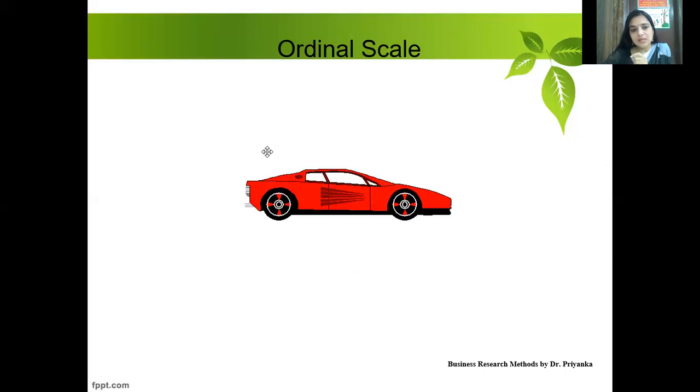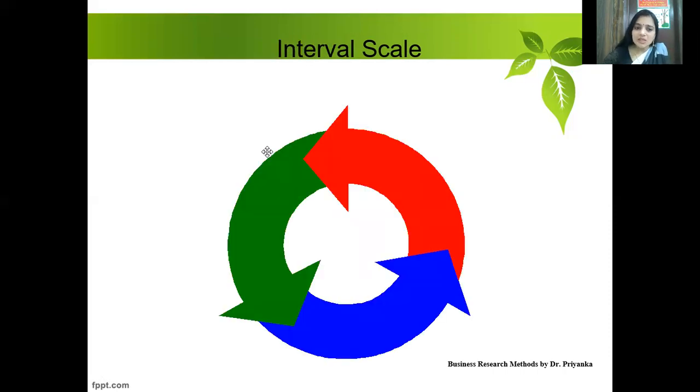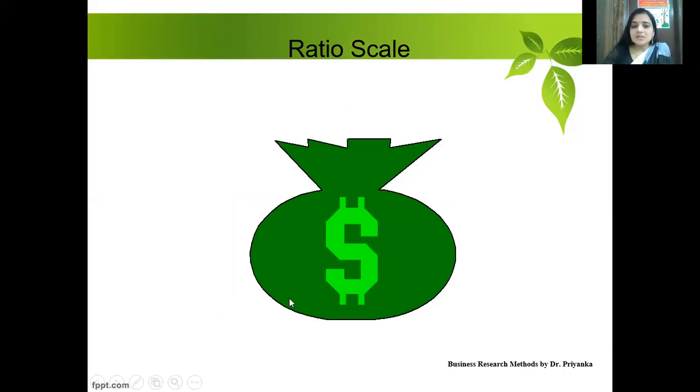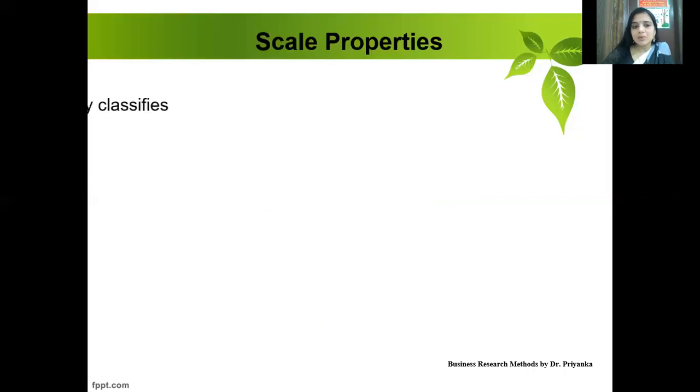This is ordinal scale, when you are trying to compare something with the other thing. For example, whether this car was faster than the other one or not. This is actually the interval scale, when you are still comparing 2 or 3 things, but this interval is the same in all the comparisons. And this is ratio scale, when we say that this has actual value. For example, money. Let us discuss them as per the scale properties.